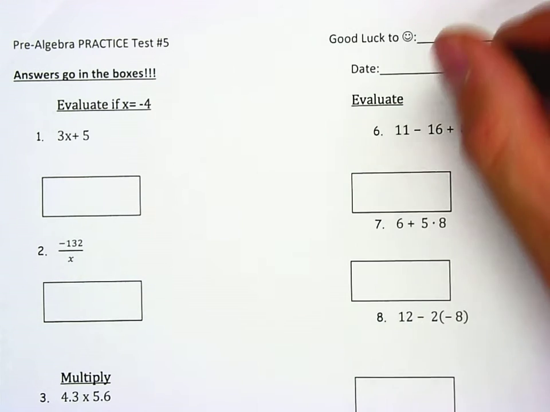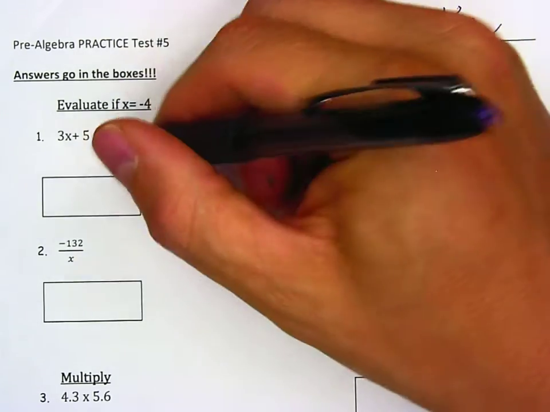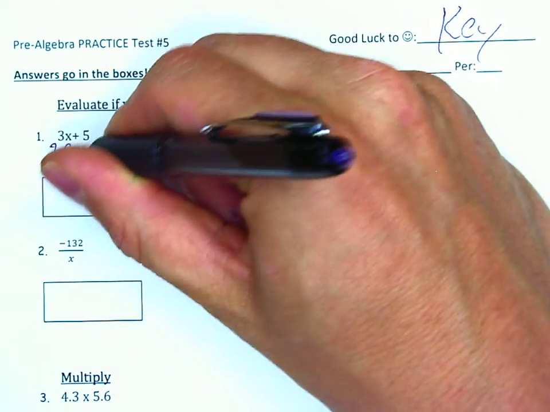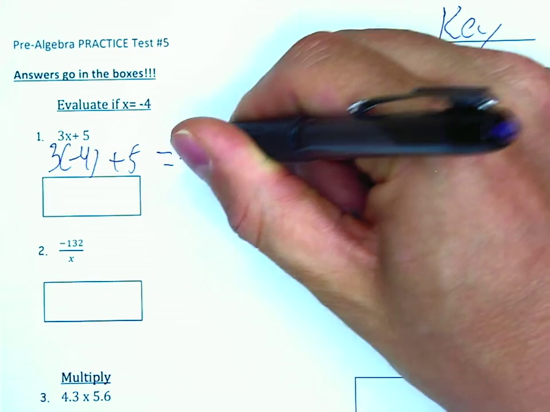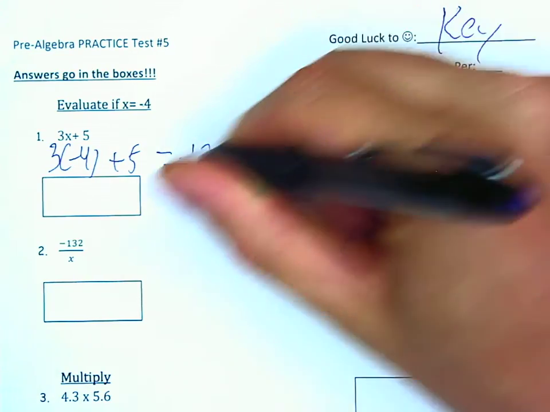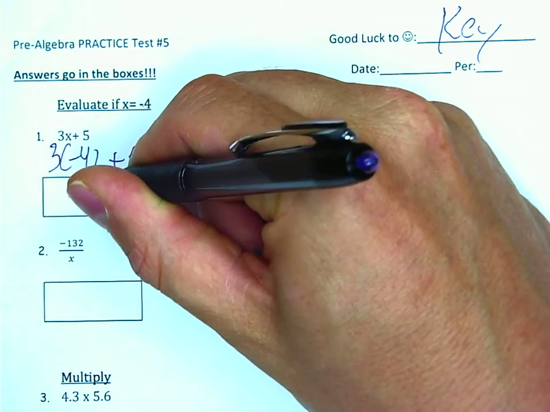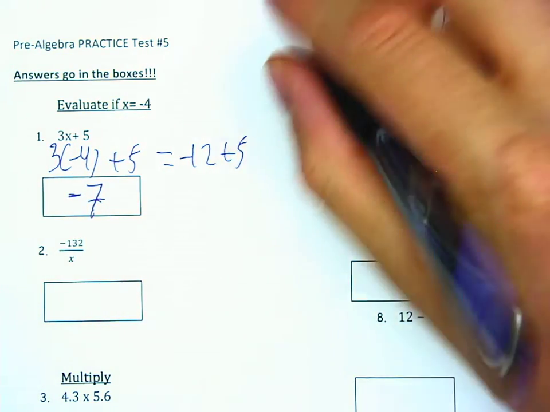Let's begin. Question 1. Evaluate if x is -4. The -4 replaces the x. Show out your step. Get some partial points. We have -12 plus 5. Opposite sign. Subtract. That'll be -7. So that is 12 minus 5. Keep the sign of the 12.